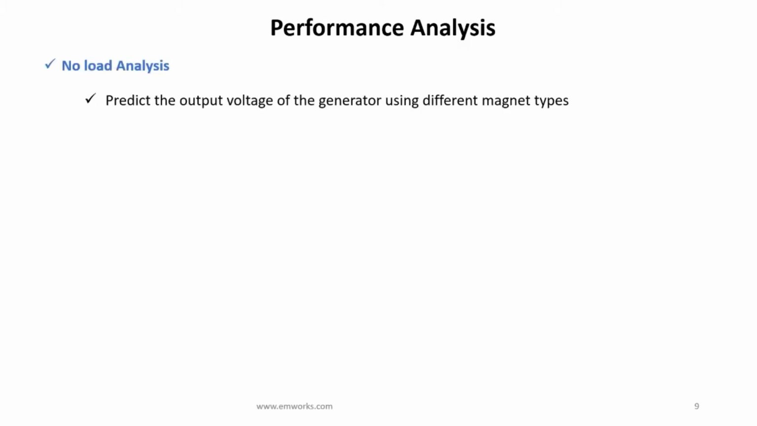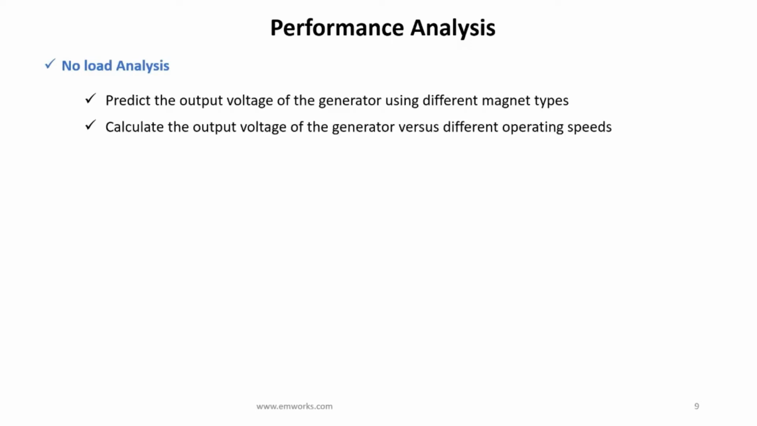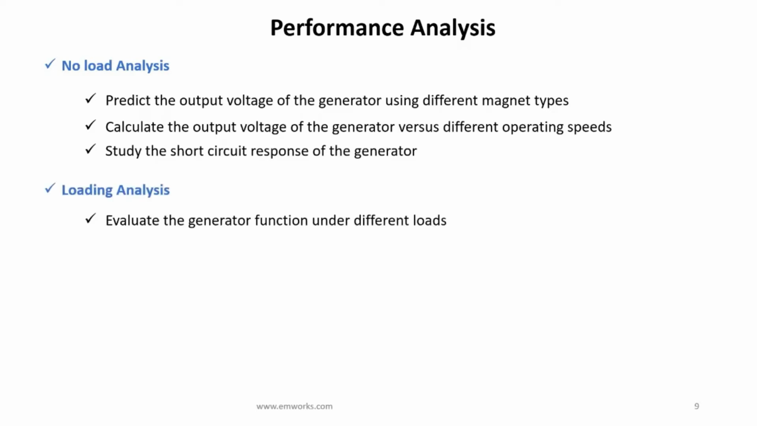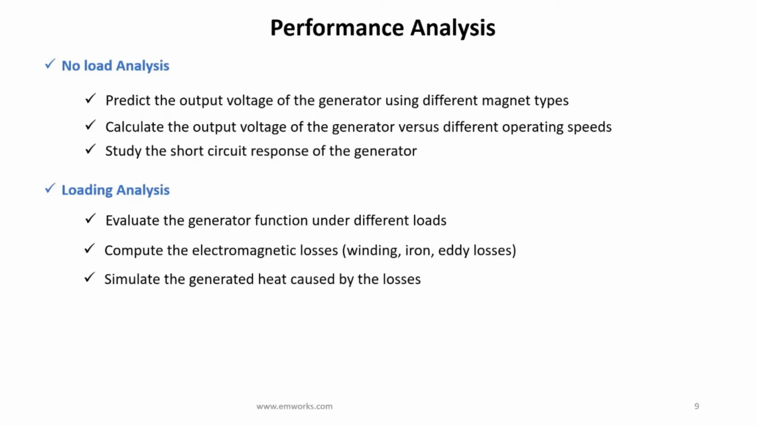To conduct the performance analysis of the axial-flux permanent magnet generator, we have to start with the no-load analysis. Predict the output voltage of the generator using different magnet types, then calculate the voltage versus different speeds, and study the short circuit response of the generator. Later on, we have to evaluate the generator function under different loads, compute the electromagnetic losses including winding, iron, and eddy losses, simulate the generated heat caused by these losses, and estimate mechanical stresses caused by magnetic forces.